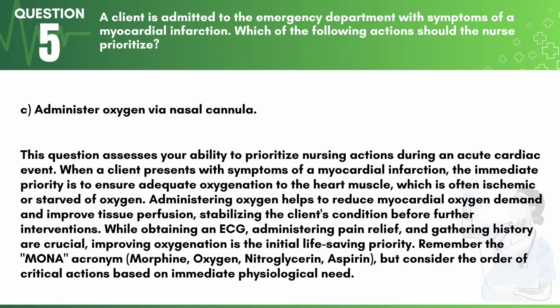While obtaining an ECG, administering pain relief, and gathering history are crucial, improving oxygenation is the initial life-saving priority. Remember the MONA acronym: morphine, oxygen, nitroglycerin, aspirin, but consider the order of critical actions based on immediate physiological need.